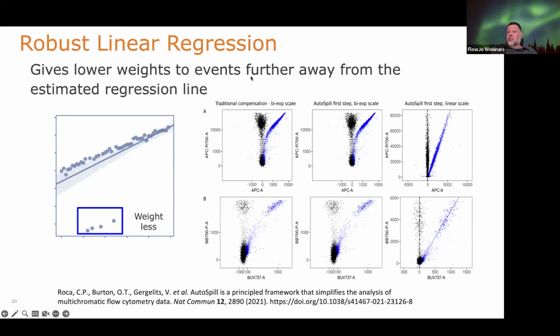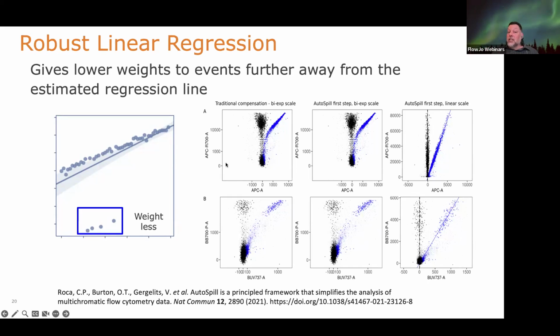So robust linear regression just simply weights less the events that are further away. So you get a better regression line. It is an iterative calculation where it fits and then it does it again and does it again and tries to converge on a solution that is optimal.